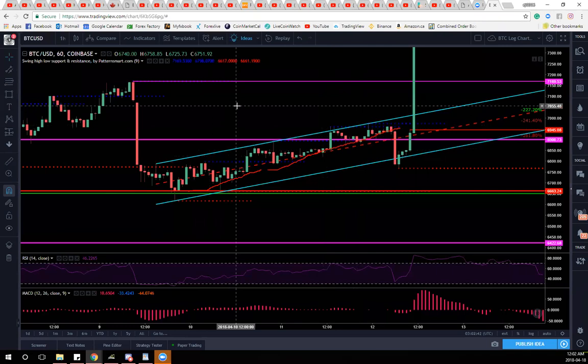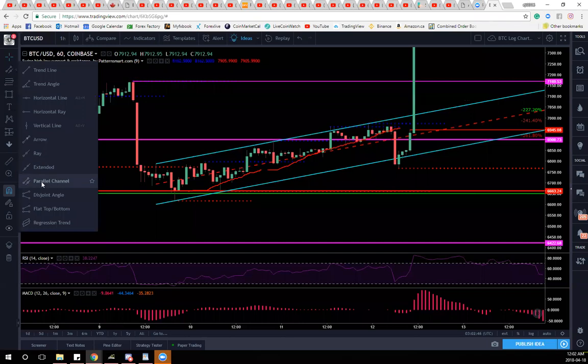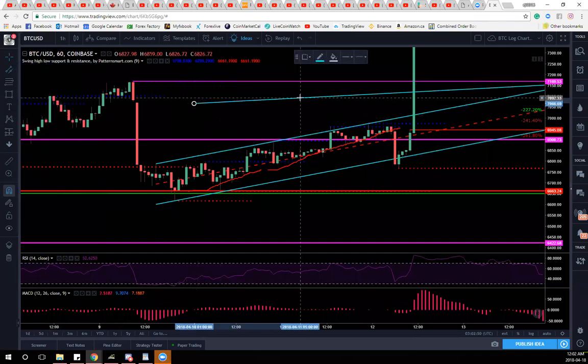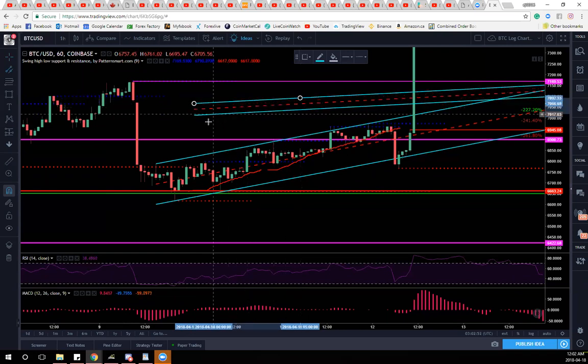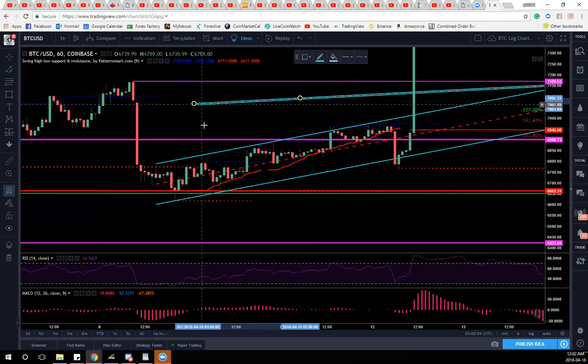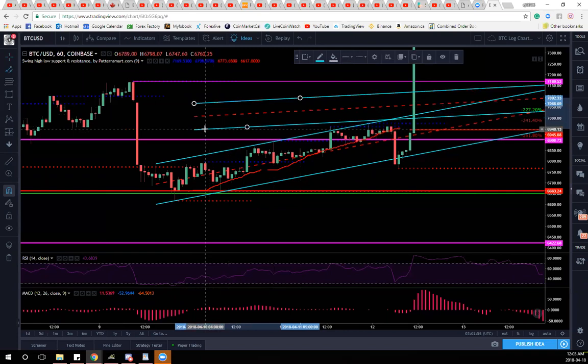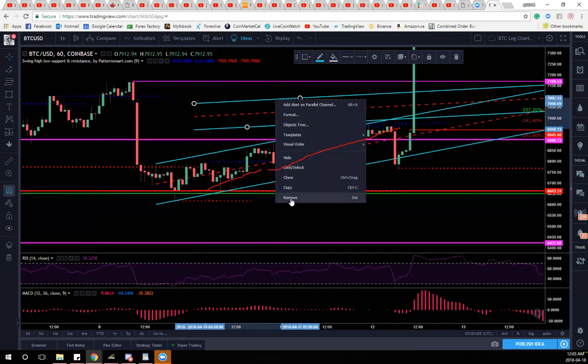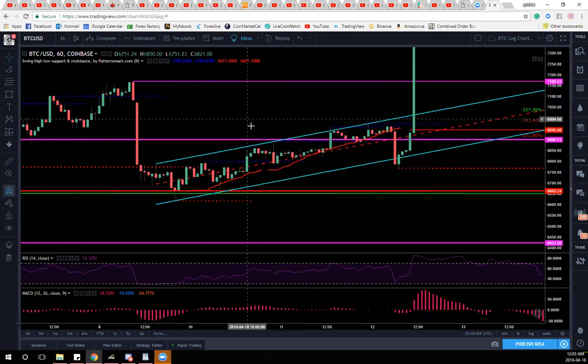So that's wrong. You're going to make mistakes. The tool to use is the parallel channel tool. That is a tool that you click 1, 2. So if you have your line on top and then you just slide up or down on the anchor point and then you draw. And then your lines are parallel. They're going in the same exact angle. That's what you use to form it.